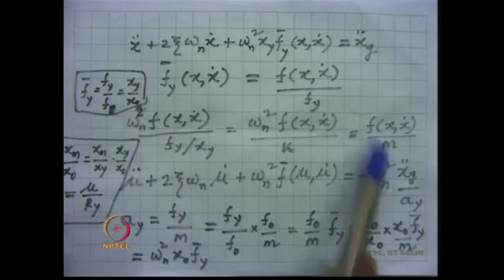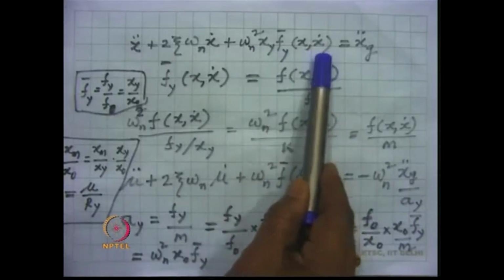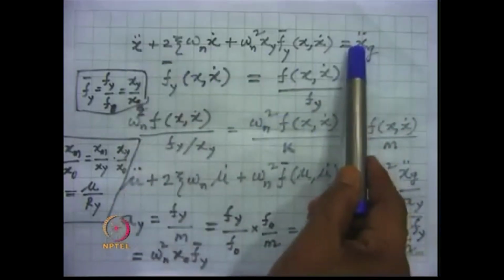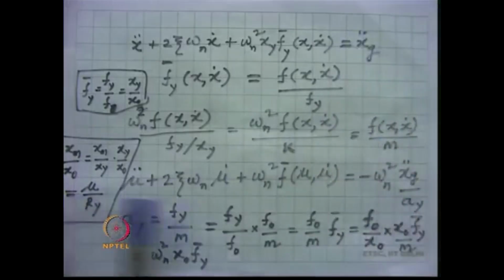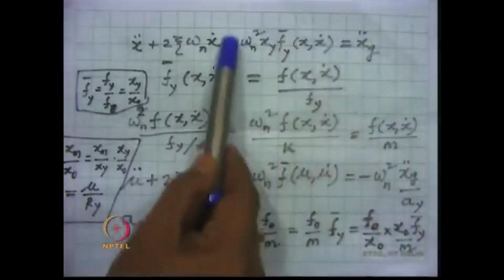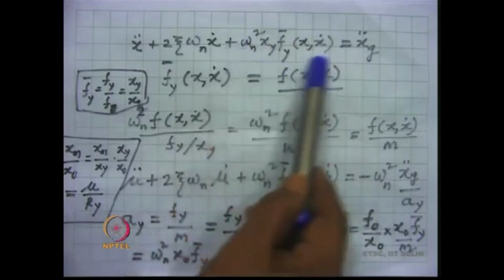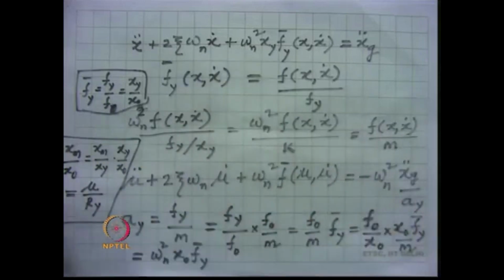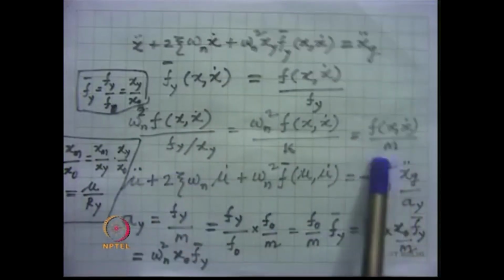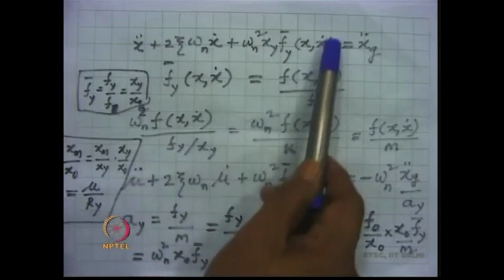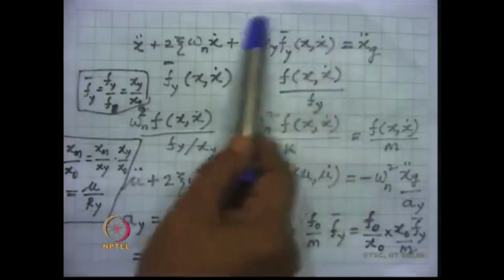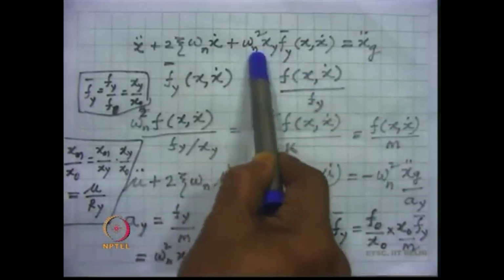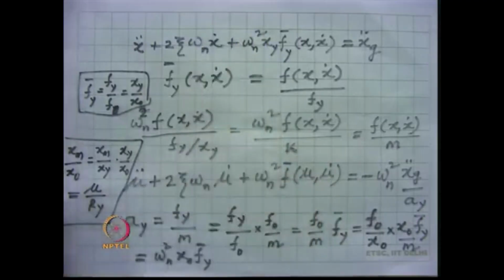That's what we should have written over here, because we have divided all through by m, and m on this side therefore cancels out, and the generalized force, resistive force, restoring force is given by a general function of x and x dot divided by m. So we deliberately replace this by this particular term, and there is a reason for that.